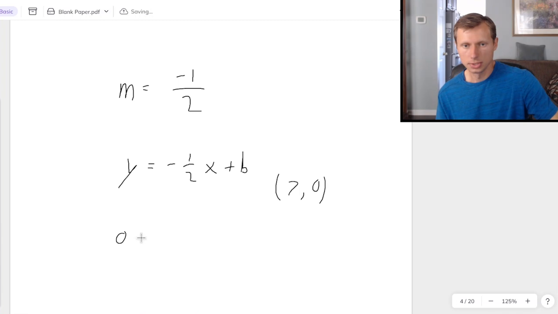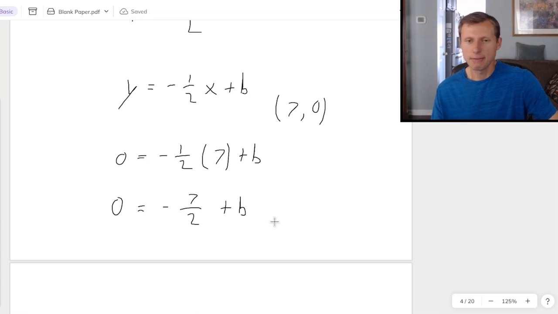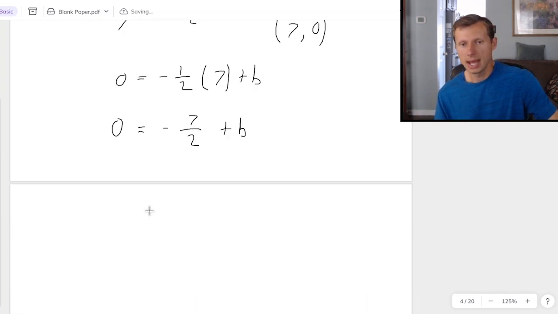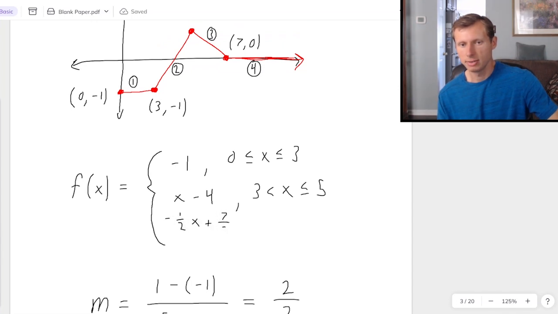So 0 equals negative 1/2 times 7 plus b. So negative 1/2 times 7 is negative 7 over 2 plus b. That equals 0. And if I want to solve for b, that means I'm adding 7/2 to both sides like this. So 7/2 equals b. Which means for the third function, it's going to be negative 1/2 x plus 7 over 2.